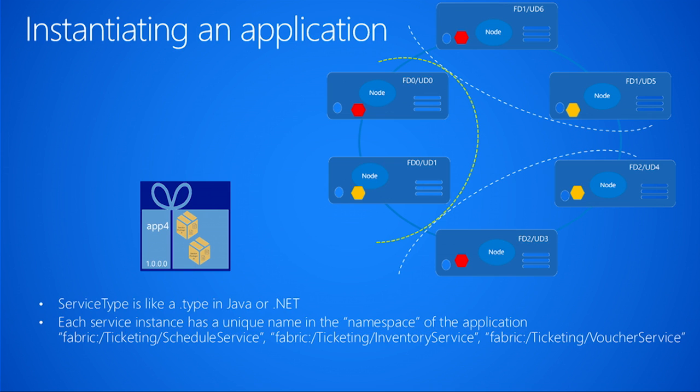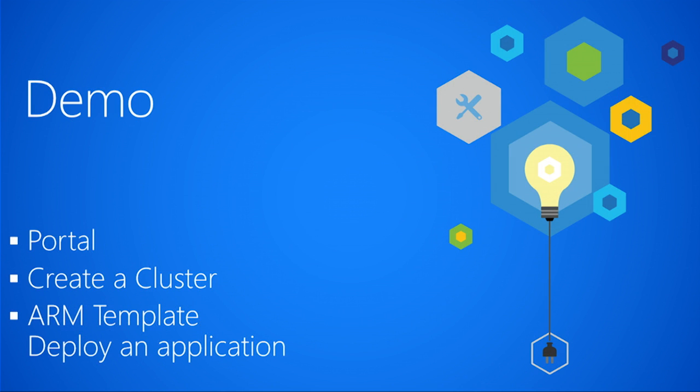The other way to think about it, of course, is a comparison to types. A service type is very, very close in concept to a type in Java or .NET. Each of these instances, for example, if the application happens to be Fabric ticketing, then the schedule service happens to be one of the services. Inventory service is just a part of the URL, which is the address for this particular service. So let me show you a demo at this point.